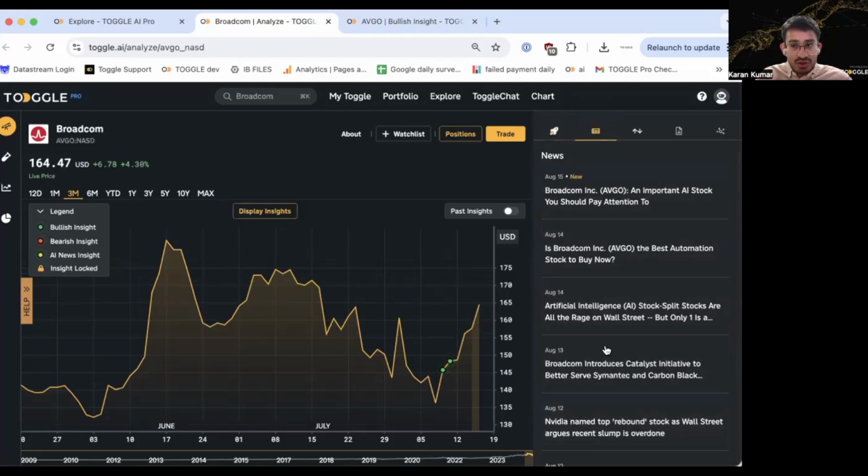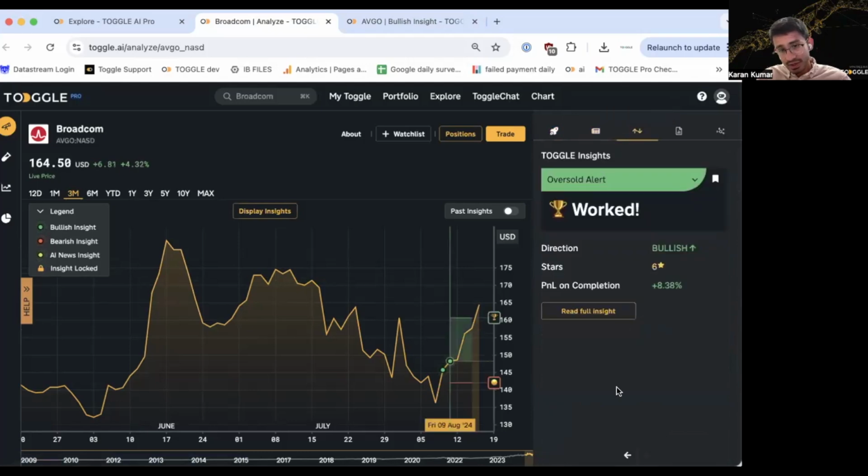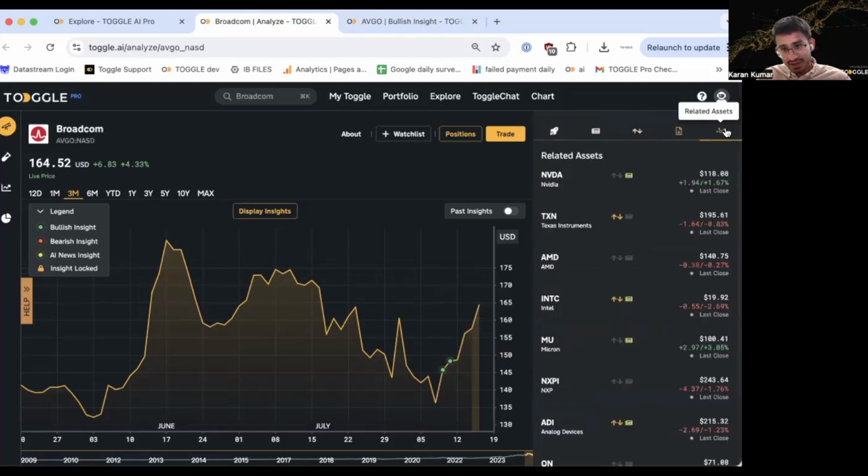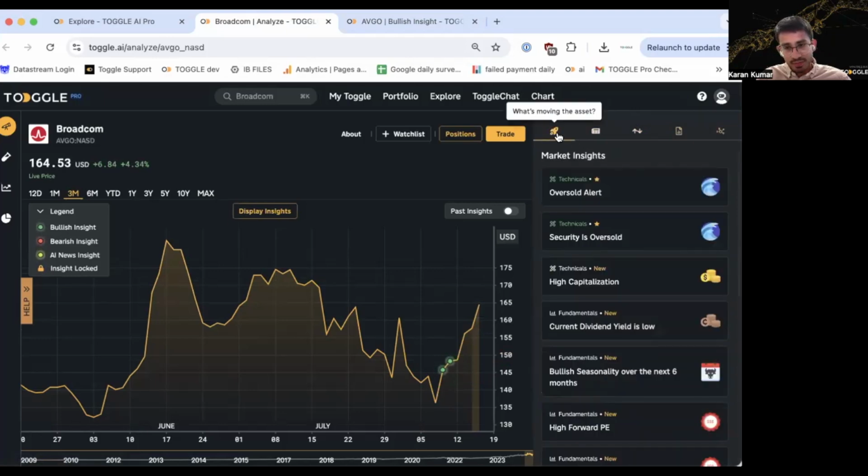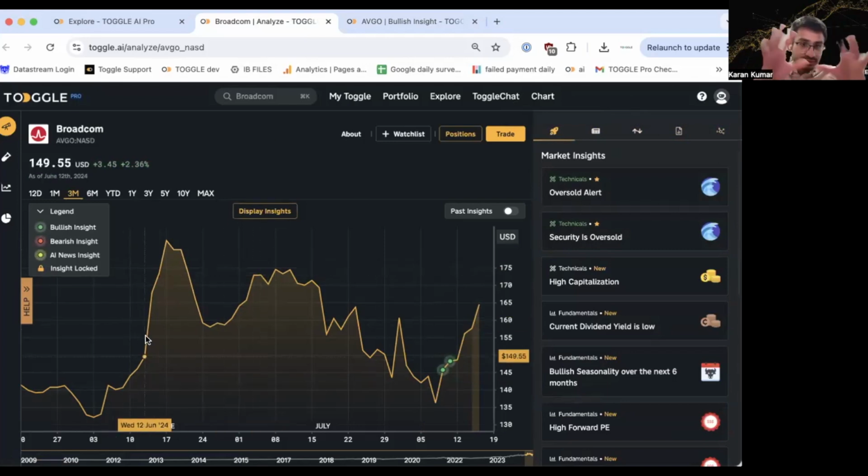Here you'll get news about Broadcom. Insights, it'll pick up the most recent one, key values, and lastly, related assets. That's how you can get more of an overview of what could be happening with this asset and what could be driving its price.